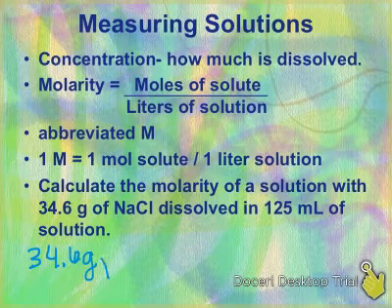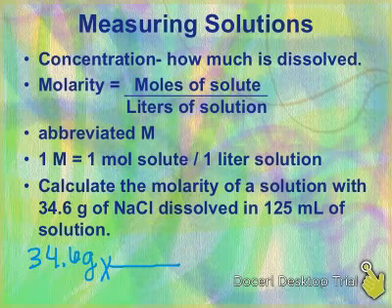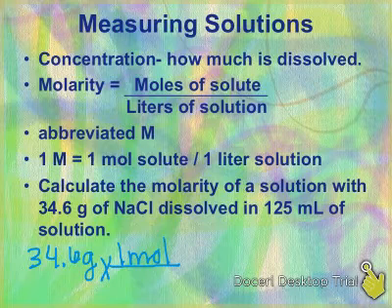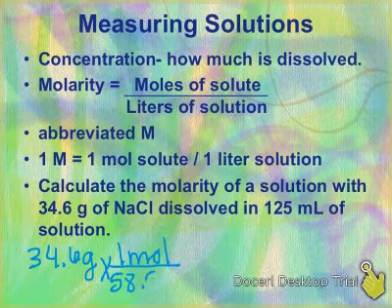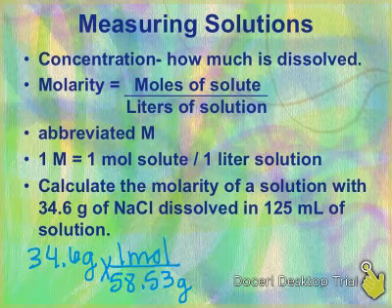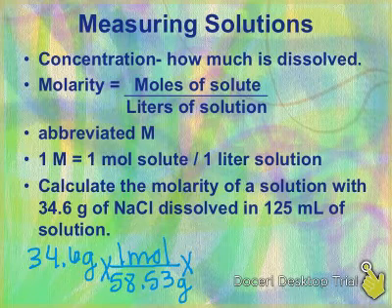So, first conversion factor, 1 mole of sodium chloride has a mass of 58.53 grams. So now we're in moles. Yay. But we don't want moles. We want moles per liter. So is my volume going to go on the bottom or the top of this conversion factor? Bottom, because we want moles per liter. So we want our liters to be on the bottom. Well, we don't have liters. We have milliliters. So you put this on the bottom.